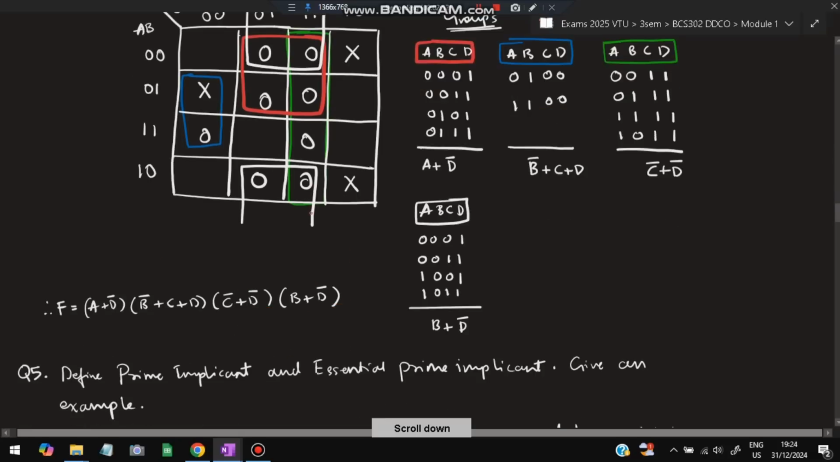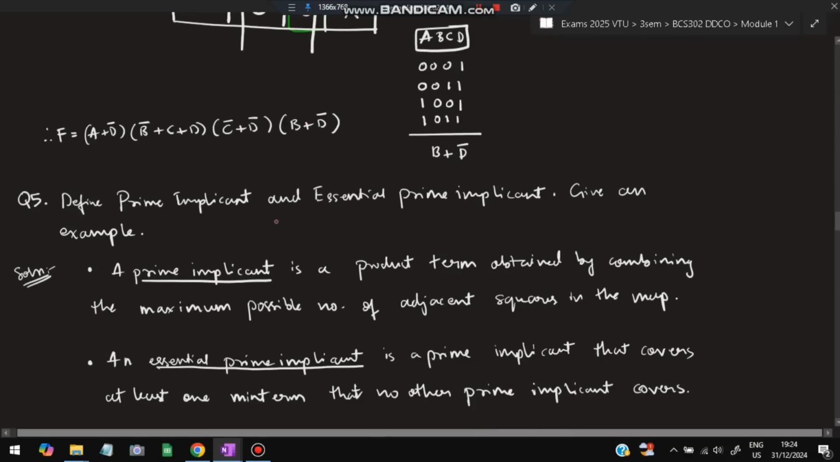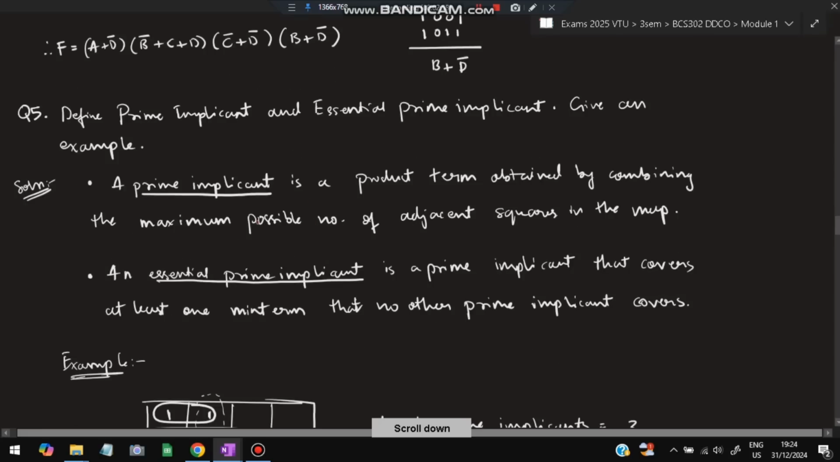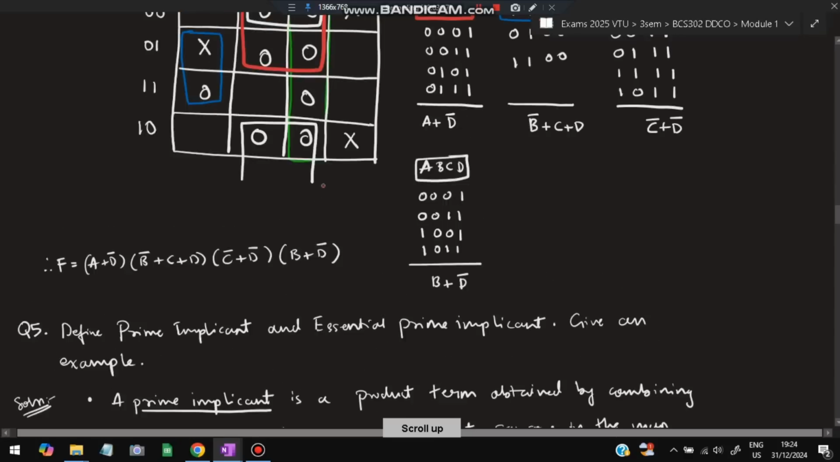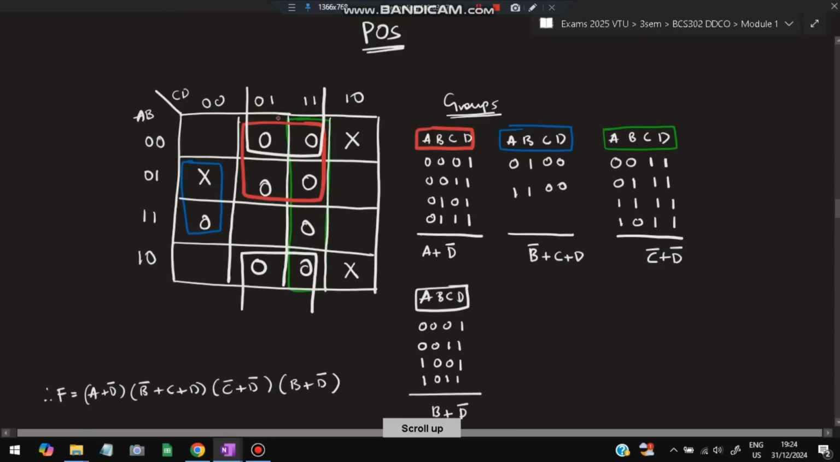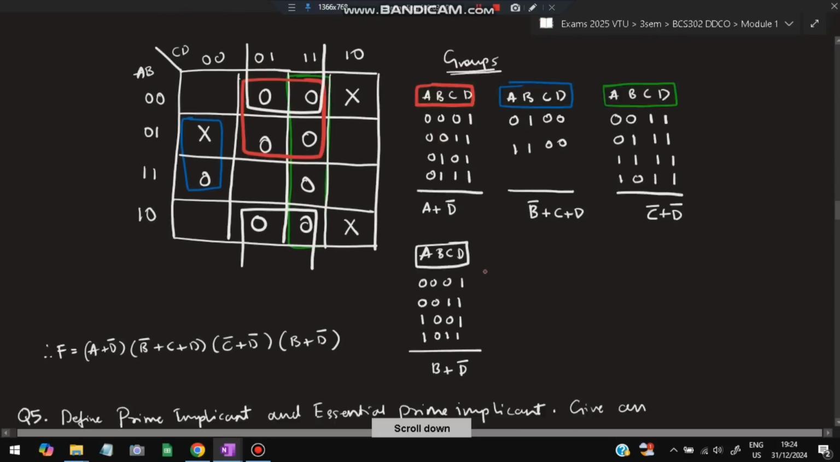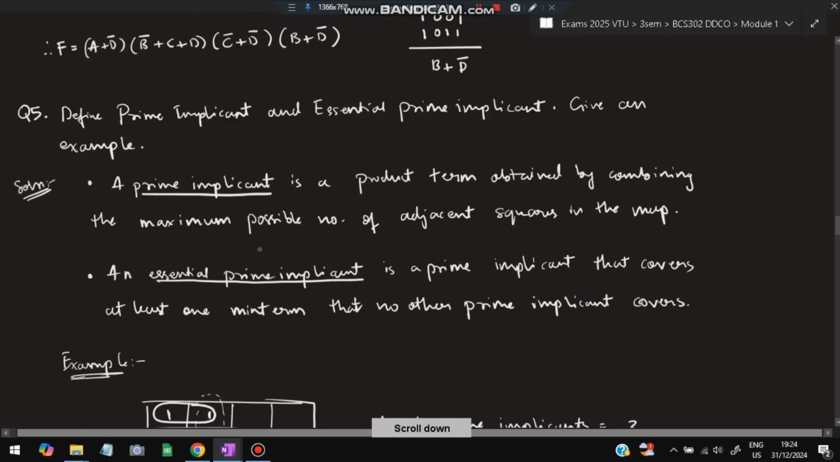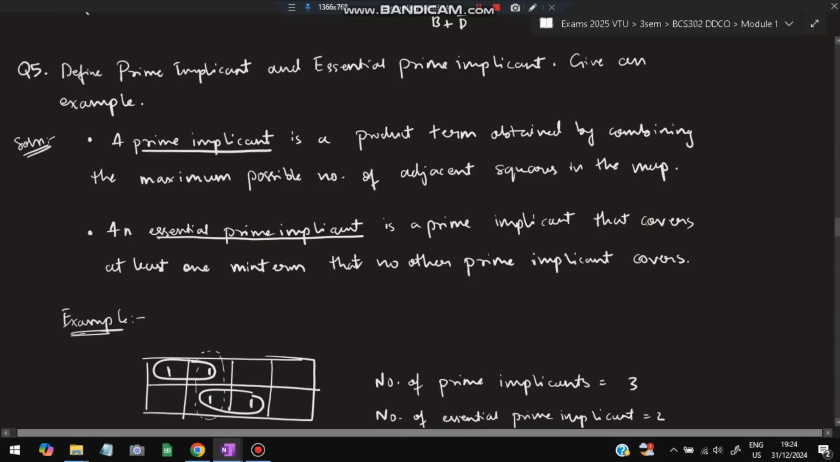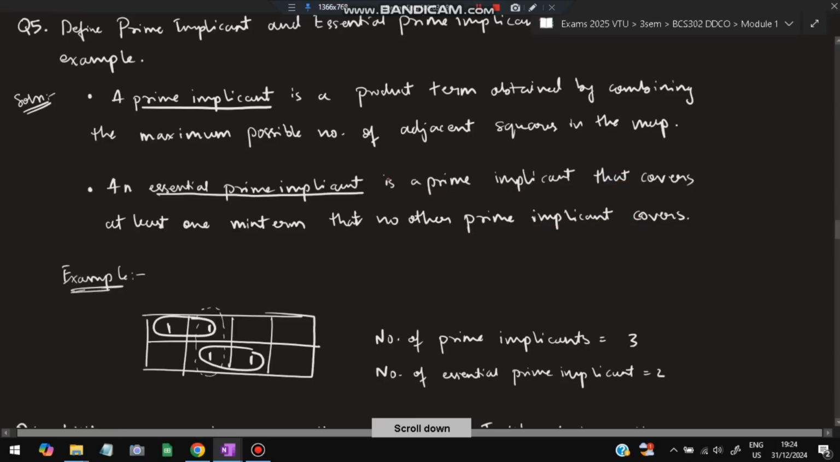Okay, moving on to the fifth super important question: define prime implicant and essential prime implicant, give an example. So this is the definition. A prime implicant is a product term obtained by combining the maximum possible number of adjacent squares in the map. Okay, by getting the maximum number of squares in a map, if we make a square like this, that is called a prime implicant. Essential prime implicant is a prime implicant that covers at least one minterm that no other prime implicant covers.